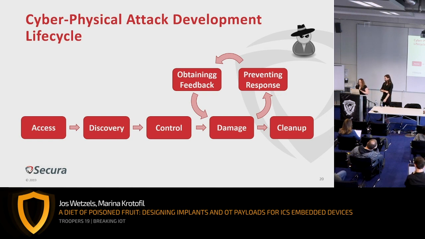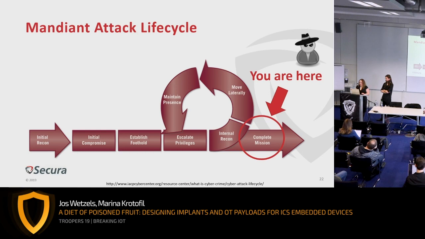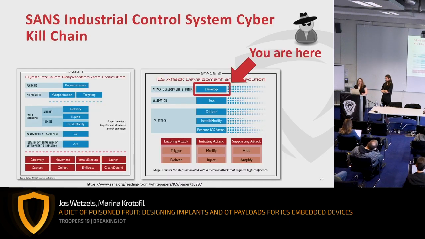So how does this relate to everything we already know? For example, to Lockheed Martin. Well, this is actions on objectives. Of course, the previous steps are also relevant because you still need to hack into the infrastructure. But this is actually the actions on objectives. Similarly, it's the complete mission in the Mandiant attack lifecycle. If you've previously seen the SANS industrial control system cyber kill chain, this is the developed stage.